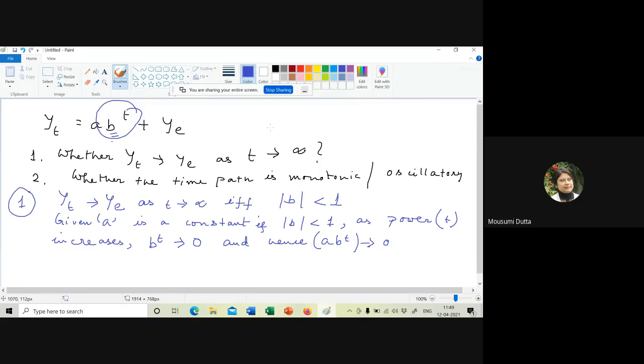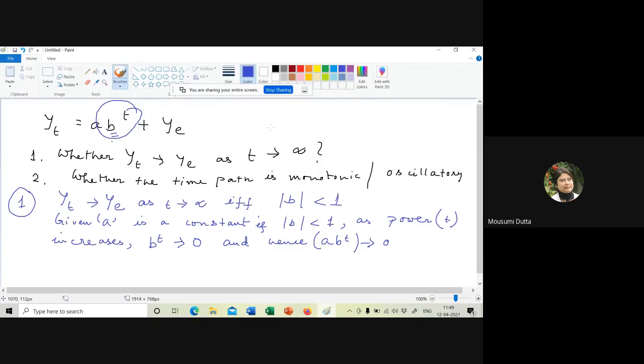Now, this is the first role played by b. b has a second role too. There is a second role which will also be played by this parameter b. Now, what was our second question? Whether the time path will be monotonic or oscillatory. Now, if we consider the actual value of b, not the modulus value.